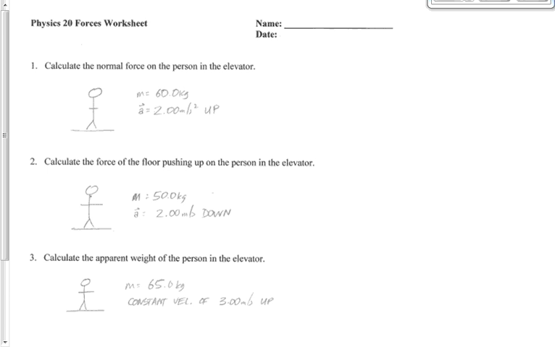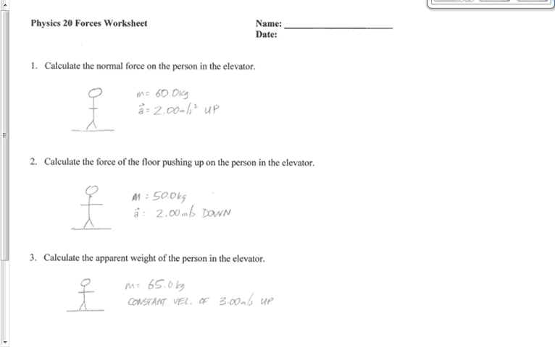Number 2 says, calculate the force of the floor pushing up on the person in the elevator. When we're looking for the force of the floor, that's really the normal force acting on the person, right? What pushes on the person? The normal force, whether that be the floor, or the chair that the person's sitting in, or the roller coaster seat or the roller coaster track. Whatever it is, it's pushing up on the person, that's the normal force. So that's really what we're solving for here, is the normal force.